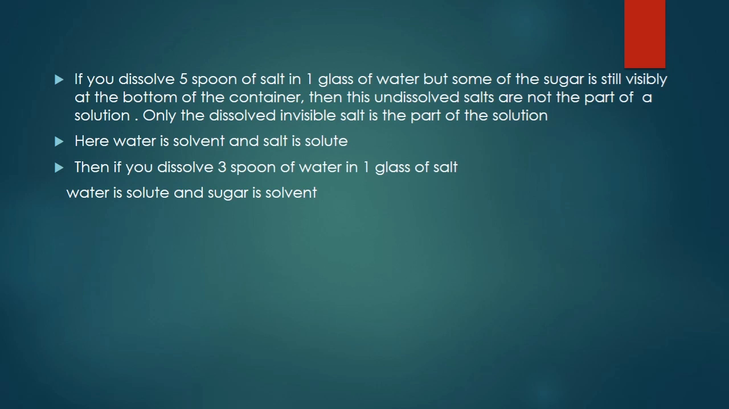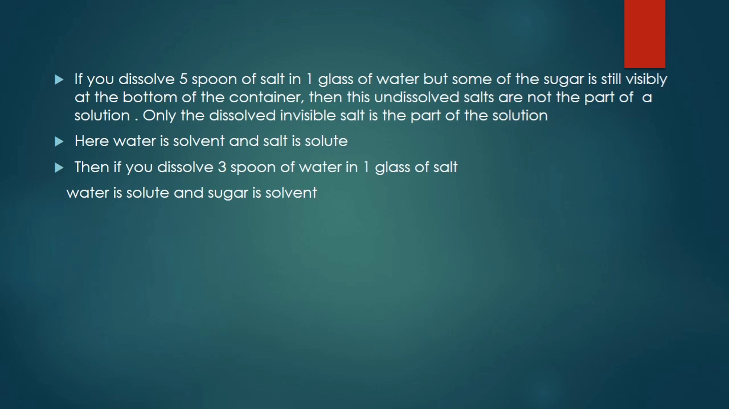So you can reverse it. If you dissolve 3 spoons of water in 1 glass of salt, 3 spoons of water and 1 glass of salt, so what is solute and what is solvent? The large amount of the substance will be solvent, and the less amount will be the solute. That means here we are taking 3 spoons of water and 1 glass of salt. So which one is solute and which one is solvent? Salt is solvent and water is solute, because water is less in amount.